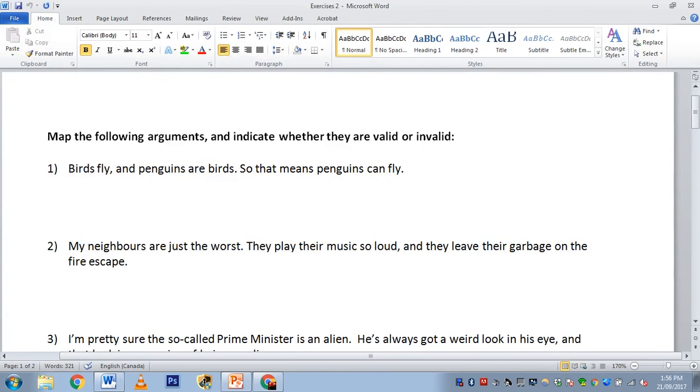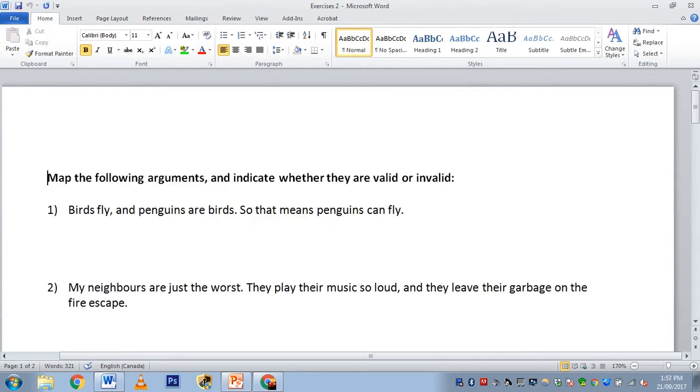Okay, so let's just do these one by one and sort of compare and discuss. So, map the following arguments and indicate whether they are valid or invalid. Birds fly and penguins are birds, so that means penguins can fly. So, okay, first of all, what's the conclusion? Whenever you're breaking down an argument for the whole rest of the semester, always start from the conclusion. Always start by trying to identify what the argument is aimed at, because if you can't figure that out, you won't figure out any of the rest of the structure, right? It's crucially important. You'll get a totally different structure if you identify something else as the conclusion. So, what's the conclusion?